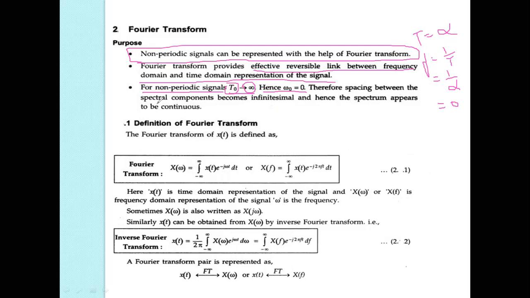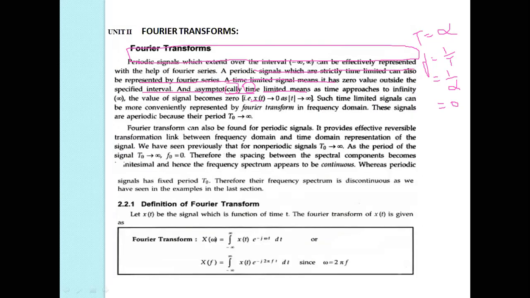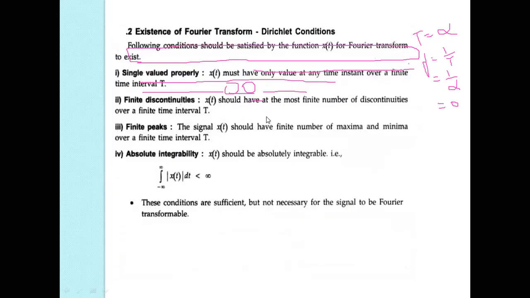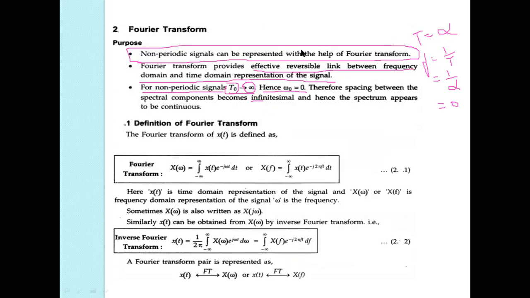Therefore, the spacing between the spectral components becomes infinitesimal. This is the missing term from previously, my dear students. And hence, the spectrum appears to be continuous.